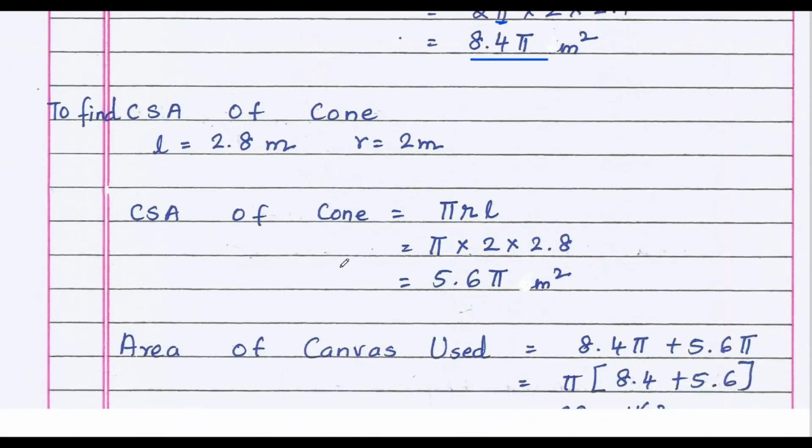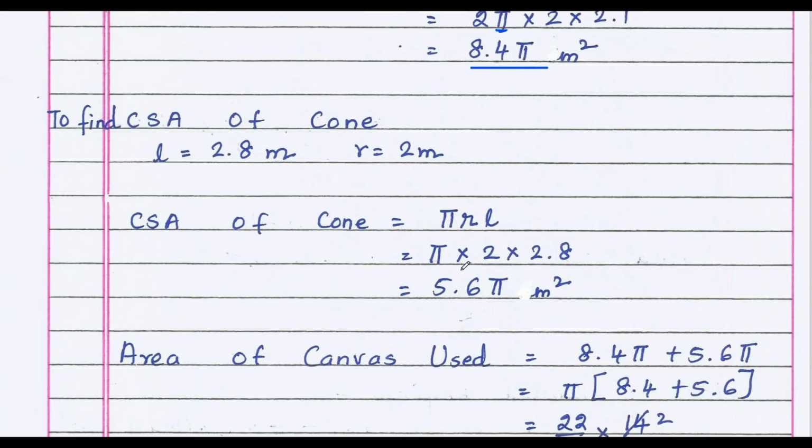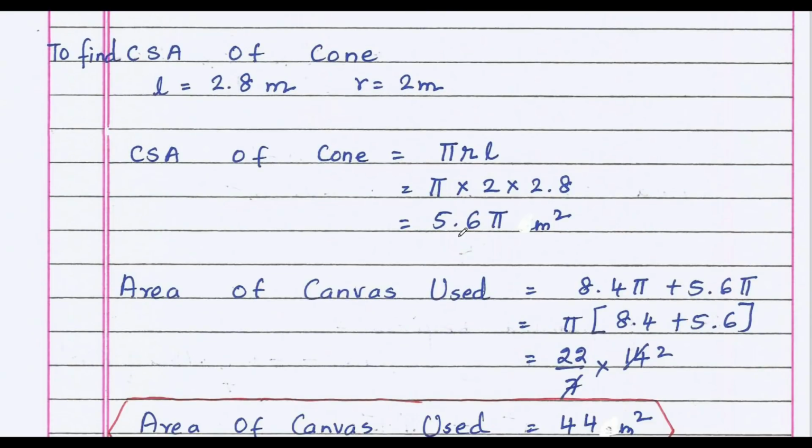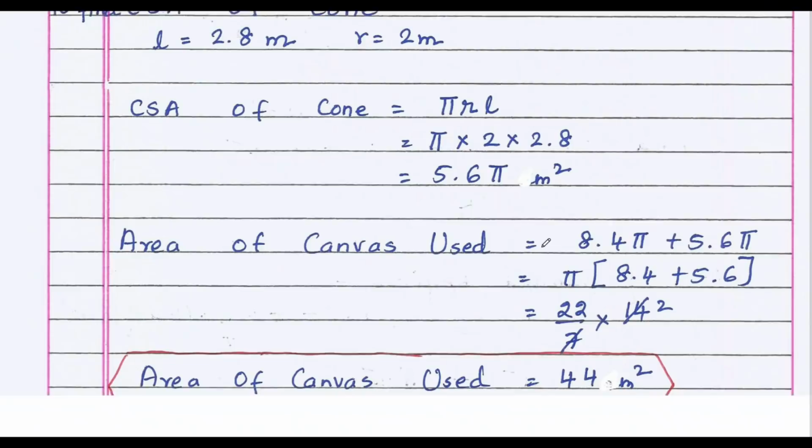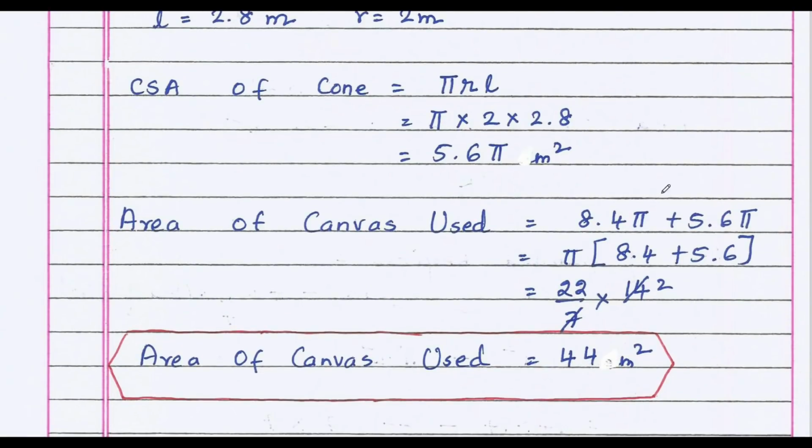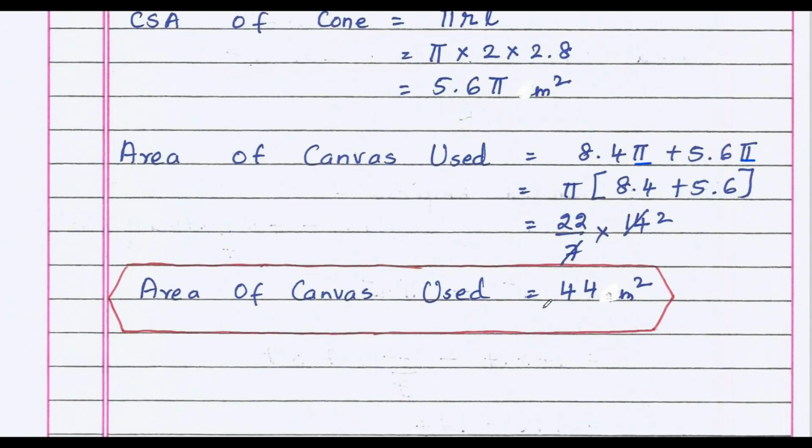Now CSA of cone is 2 pi RL. Substituting the values, we get 5.6 pi square meters. Now area of canvas used is 8.4 pi plus 5.6 pi. Pi is common, take that out. 8.4 plus 5.6, we get 22 by 7 into 14, we get 44 meter square. Therefore the area of canvas used is 44 meter square.